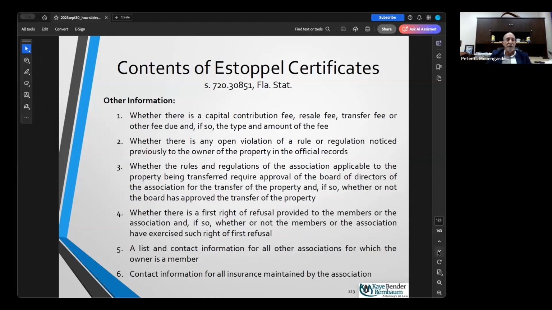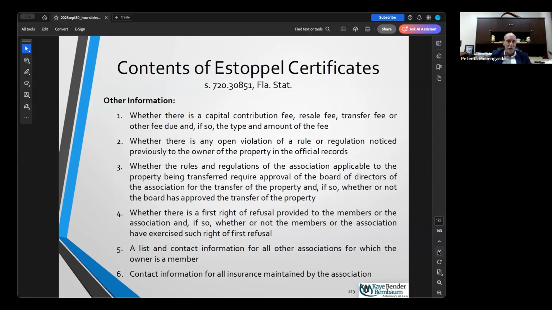You also have to include whether there's a capital contribution fee, resale fee, transfer fee, or other fee due, and if so, the type and the amount of the fee. And this is important too, whether there was any open violation of a rule or regulation noticed previously to the owner of the property in the official records. So if this lot's in violation of something, architectural control violation, perhaps, maybe it's not painted the right color or whatever, and you've written to that owner and you don't include in your estoppel notice about that open violation, then you probably are not going to be able to enforce that against the next owner, because they're going to say, hey, you didn't tell me. So you've waived it.